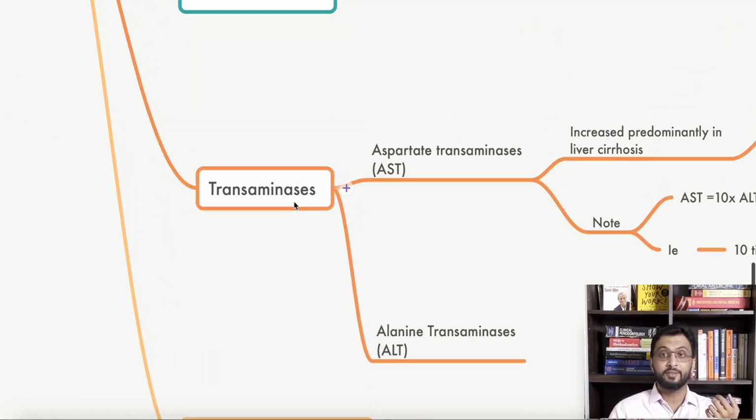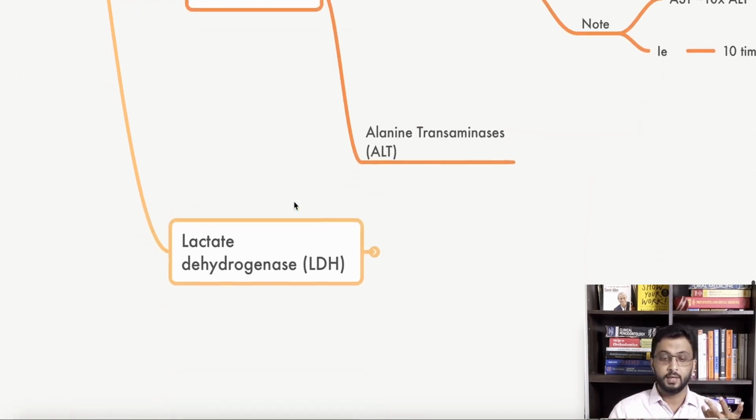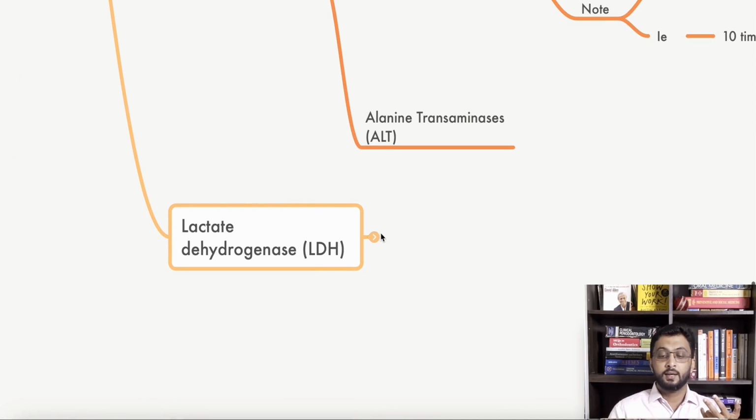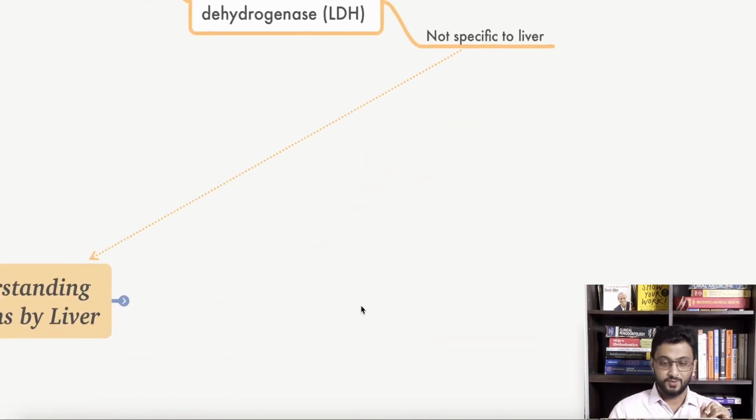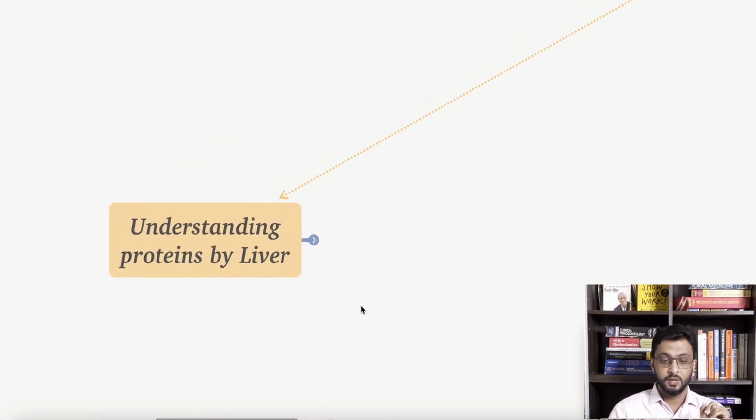Now that was about transaminases, the 2 transaminases we studied. Finally, lactate dehydrogenase, not very specific to liver. We'll come to which other disease has LDH. Now we studied the alkaline phosphatase enzyme, and another enzyme which is AST/ALT, and 5-nucleotidase and all those.